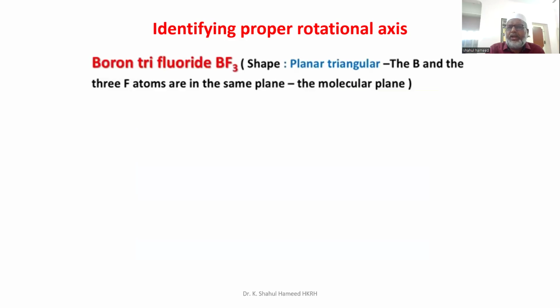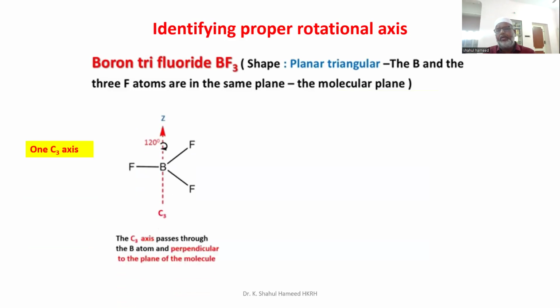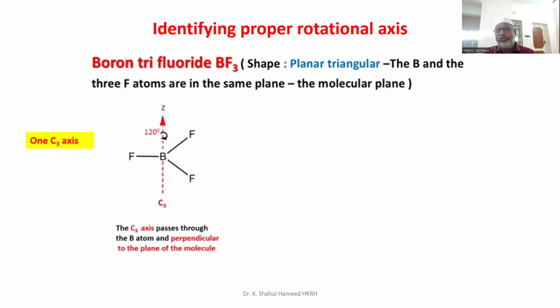Identifying proper rotational axis. Consider an example of boron trifluoride. Boron trifluoride has a planar triangular structure. All the atoms, that is the boron atom and the 3 fluorine atoms, are in the same plane, that is the molecular plane. In boron trifluoride, there is one C3 axis. That axis passes through the boron atom and is perpendicular to the plane of the molecule. During rotation, we get an indistinguishable structure.